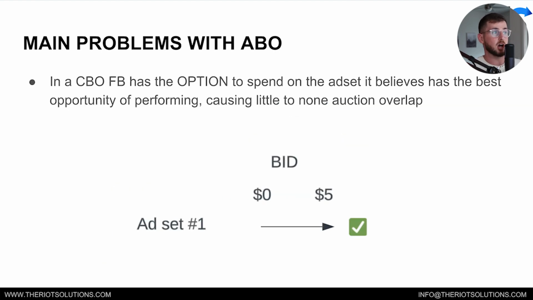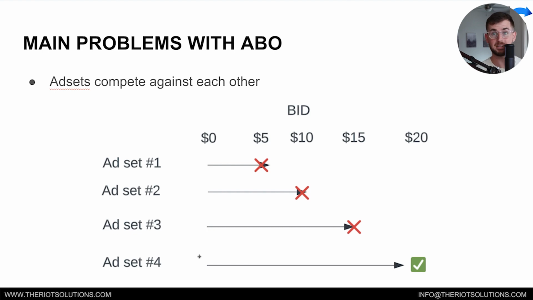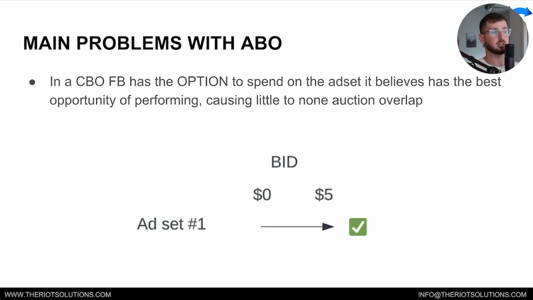Whereas in a CBO, Facebook has the option. That's the key thing: option on CBO, forced spend on ABO. To spend on the ad set it believes has the best opportunity of performing, which causes little to no auction overlap. You can see right here, ad set number 1, Facebook just spent this budget on there, and boom, it only costs $5 to get an impression in front of that person. Whereas in ABO, you have to spend $20 to serve an impression to that person. CBO only has to spend $5.